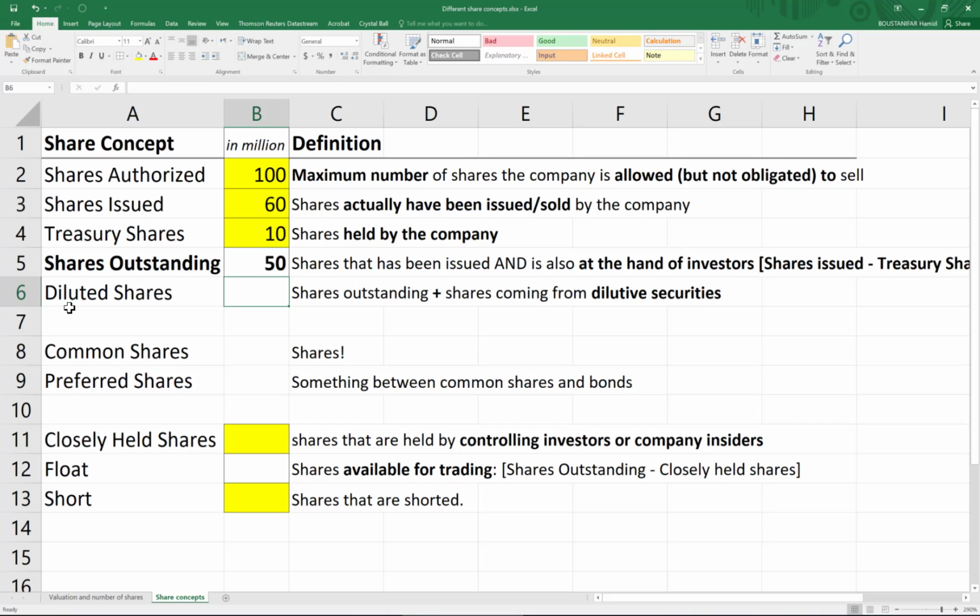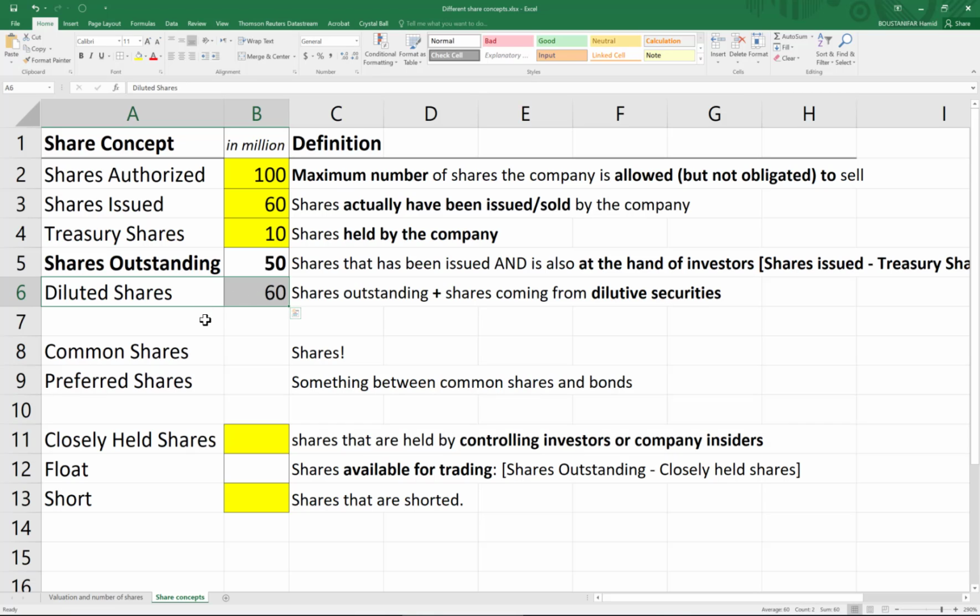What then are the diluted shares? These are the shares outstanding plus the additional shares that could come from dilutive securities. These could be options, restricted stocks, warrants and stuff like that, convertible bonds and so on. We have another video discussing details about these, but for the sake of illustration here, imagine that there are 10 million of these dilutive securities, then we may end up with 60 million as diluted shares.